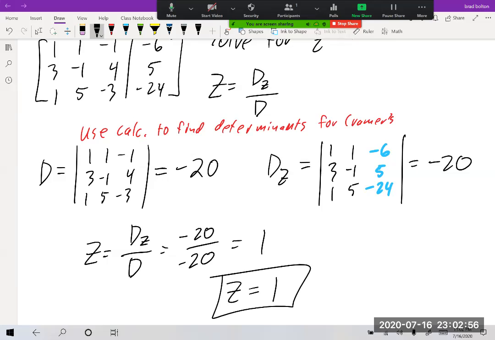So you don't have to find all three, X, Y, and Z, because that means you would also have to find the determinant of D sub X and the determinant of D sub Y. If I just ask you for one of the variables, you can use this and it's much quicker. Okay, so this is how you can use determinants to help you.